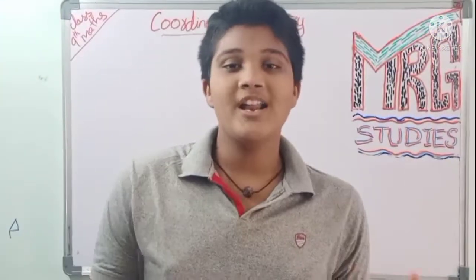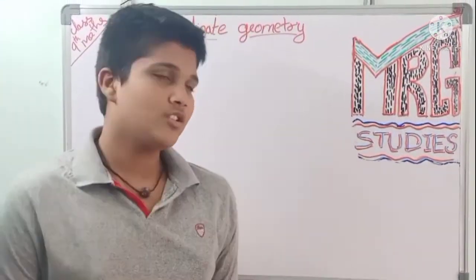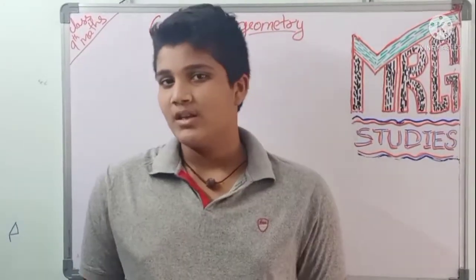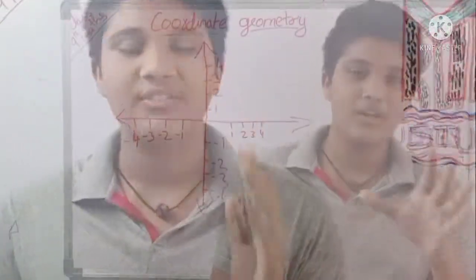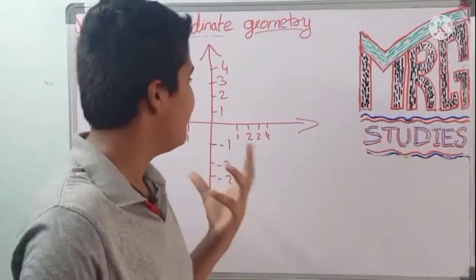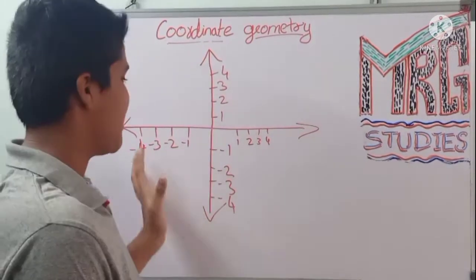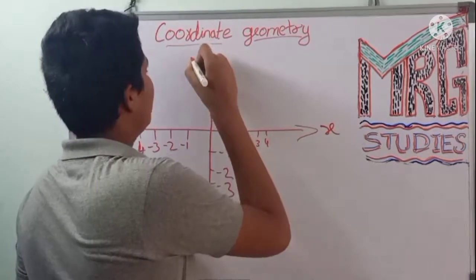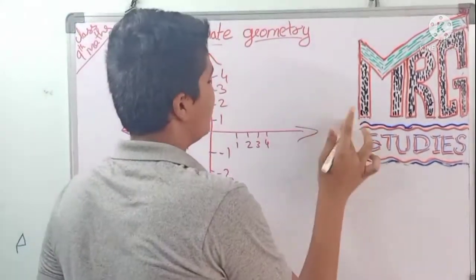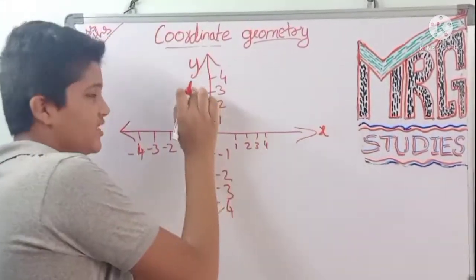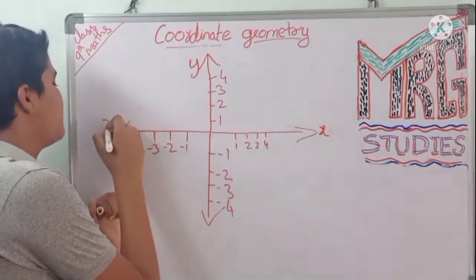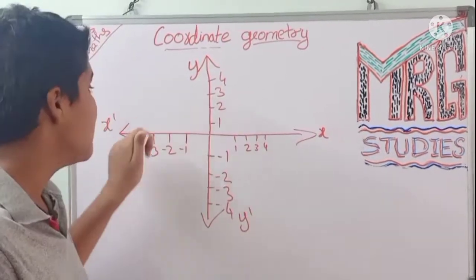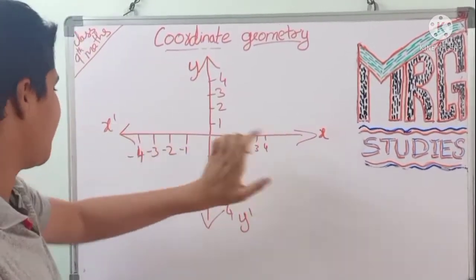Class 9th coordinate geometry. Okay friends, you have already learned this in 8th class also. So again we'll learn this. See here friends, we have one graph. This is the x-axis and this is the y-axis. This is x1 and this is y1, because this side is y, this side is y1, this side is x, and this side is x1.